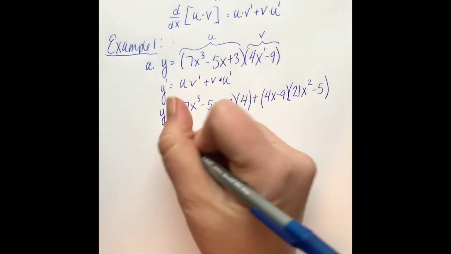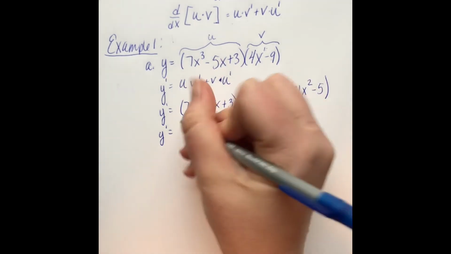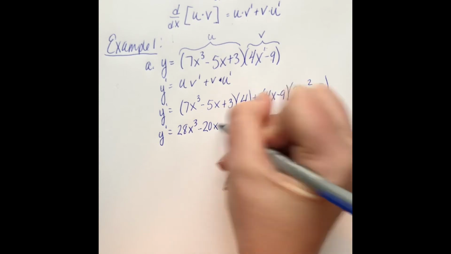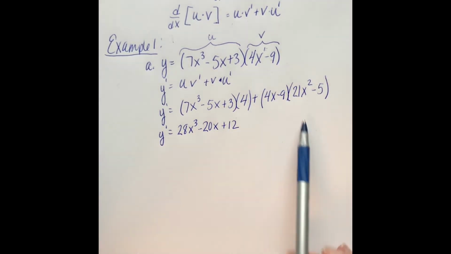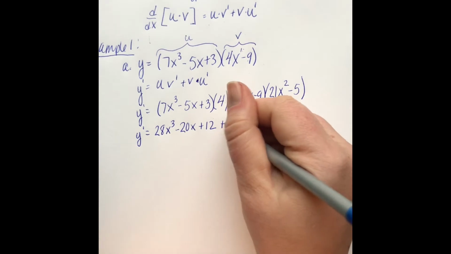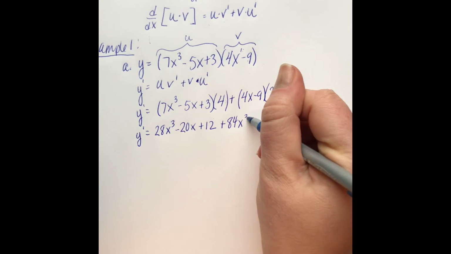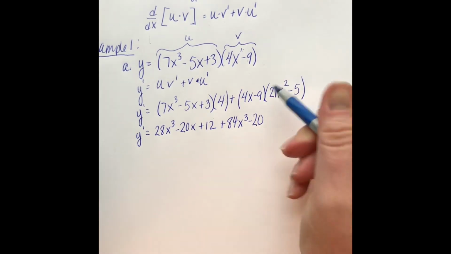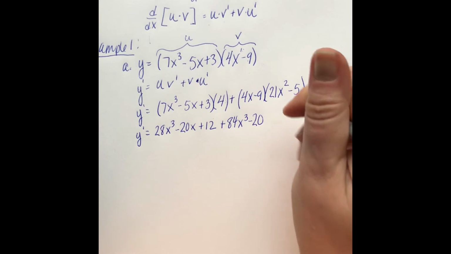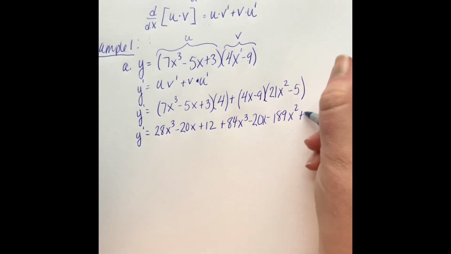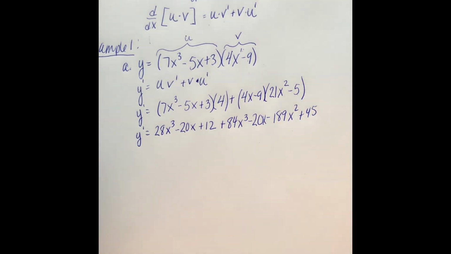So after I distribute this forward to all 3 terms, y prime is equal to 28x cubed minus 20x plus 12. And again, we're going to have to FOIL here, plus 84x cubed minus 20x, first terms, outer terms, inner terms, oh, there should be 20x here, minus 189x squared plus 45. Very good. And then the very last thing is just to combine like terms.